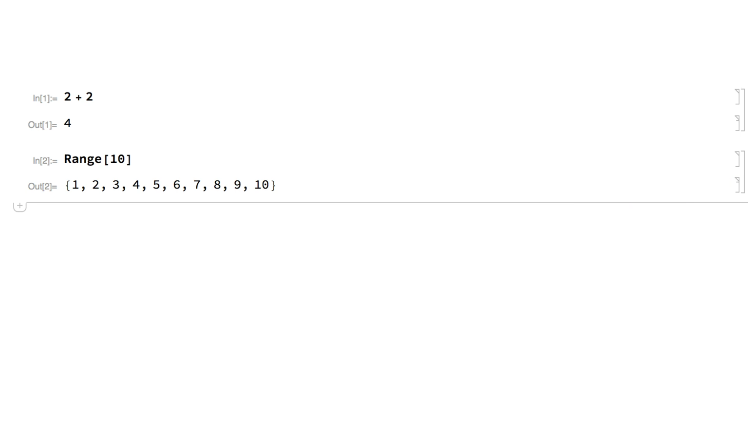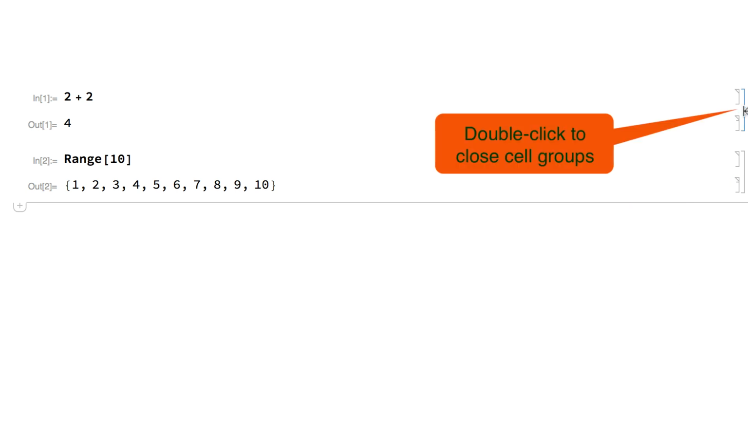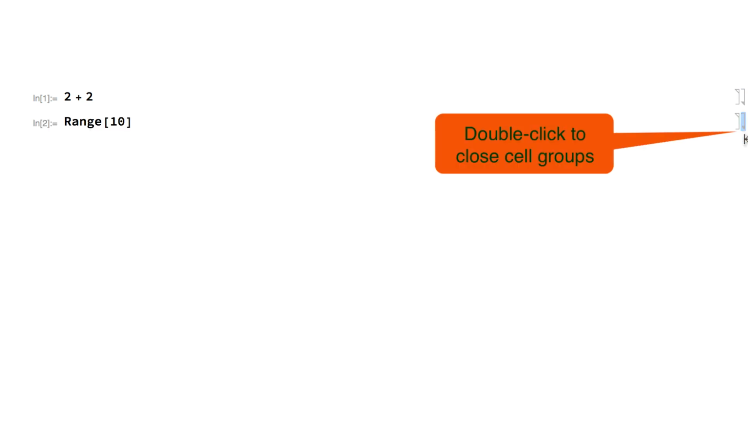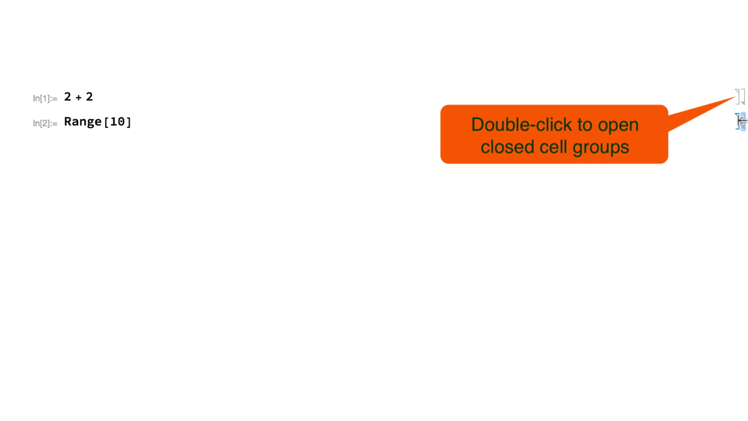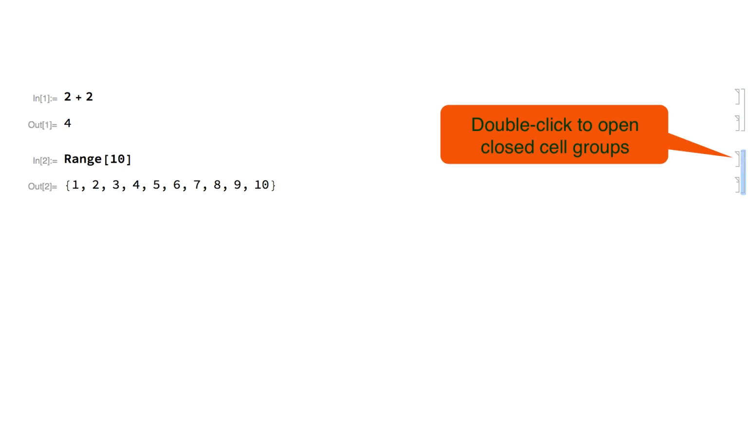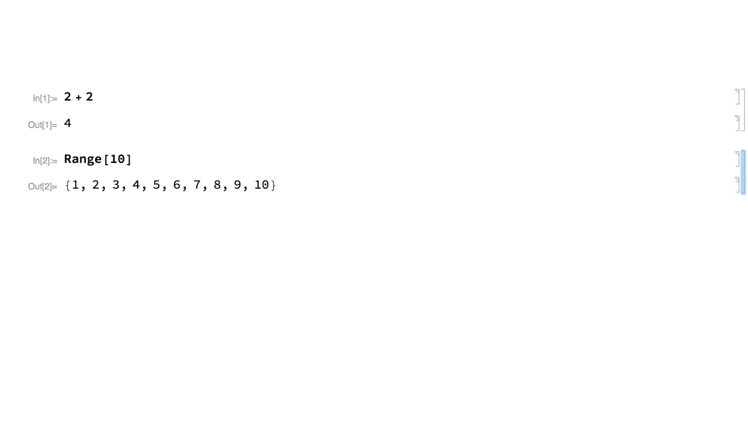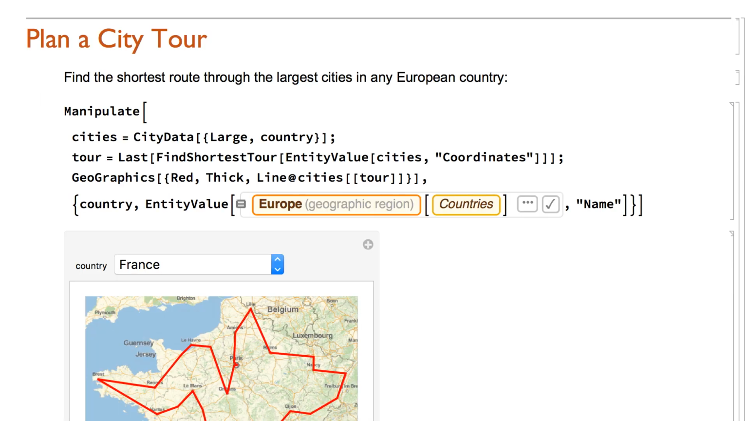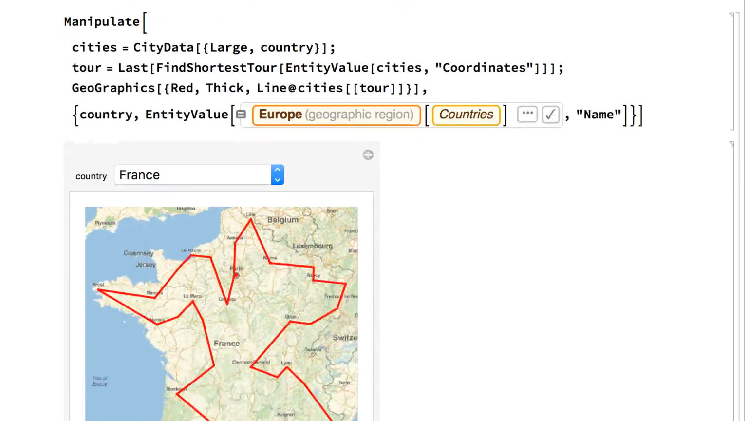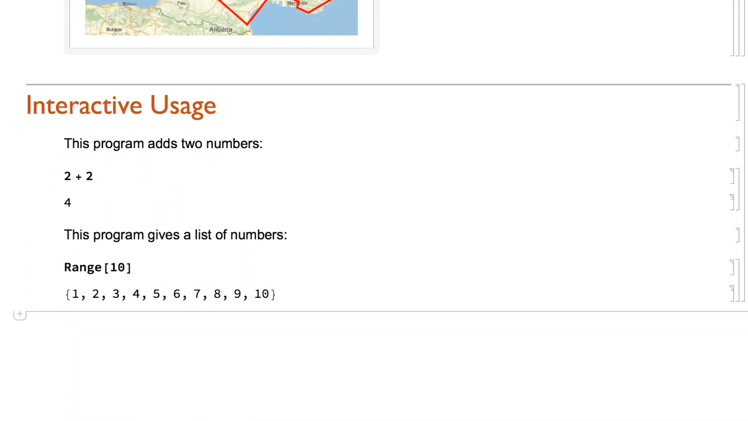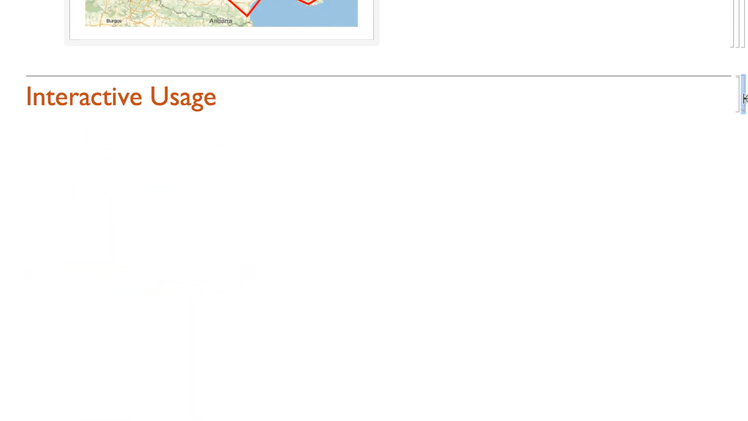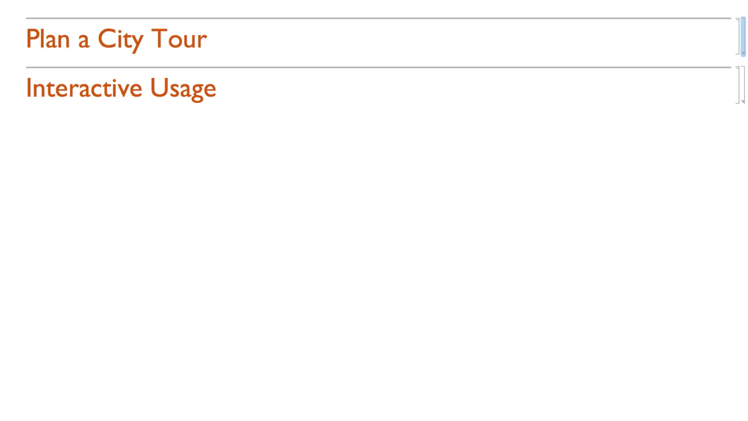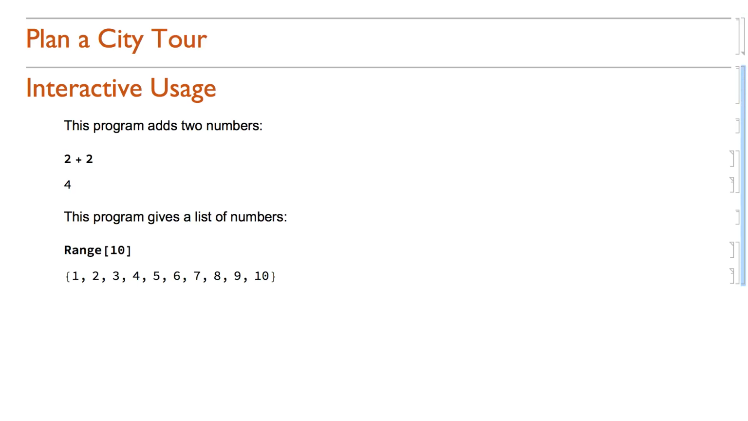You can close a cell group by double-clicking on the cell bracket like this, and you can reopen a closed cell group by double-clicking again. This feature of being able to open and close cell groups is especially useful in notebooks with large cell groups. For example, here again is the sample notebook, which has two large cell groups. Double-clicking on the cell brackets makes it easier to see the outline of the notebook. You can double-click on closed cell groups to display or work on selected parts of the notebook.